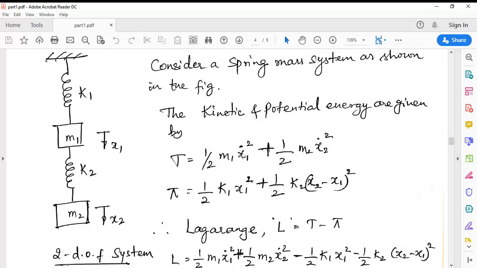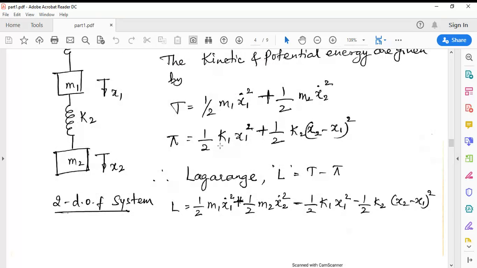The kinetic energy is half m v square, where v square is the derivative term, half m1 x1 dot square, plus half m2 x2 dot square. Two masses impart two components of kinetic energy, the summation of which is the total kinetic energy. Similarly, potential energy for a spring, which is a restoring force kx, is half k x square. So the strain energy term is half k1 x1 square plus half k2 times x2 minus x1 whole square. This is the total potential energy.